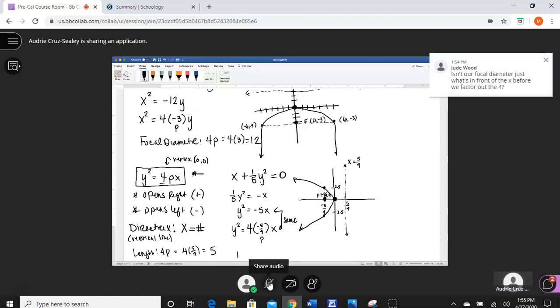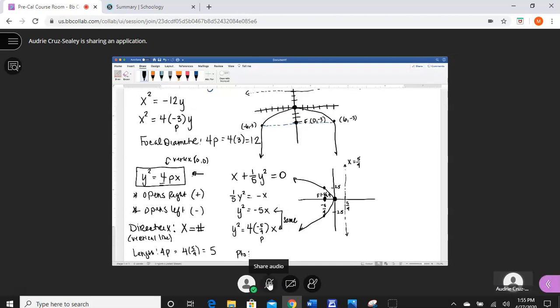So the points on our focal diameter are going to be, what is that? (-5/4, 2.5) and (-5/4, -2.5).